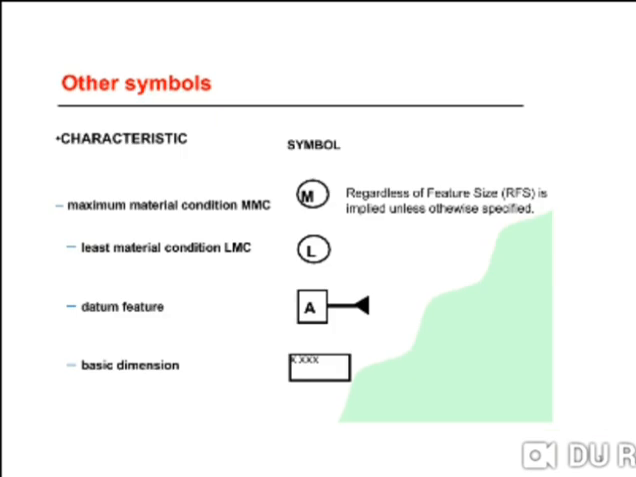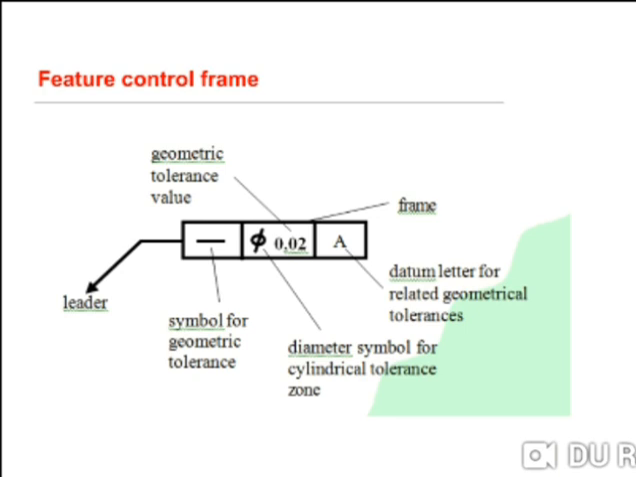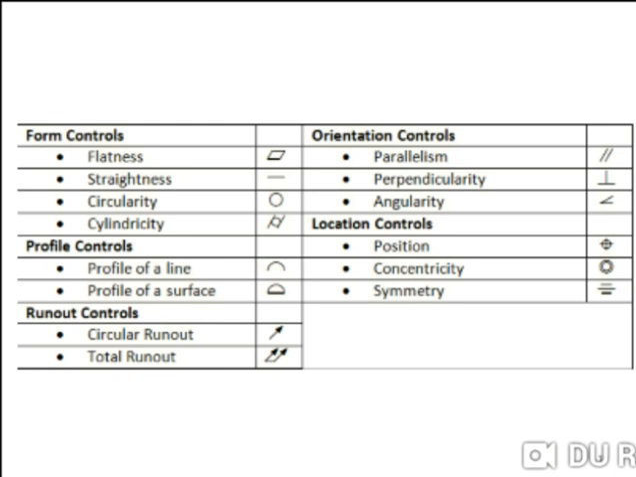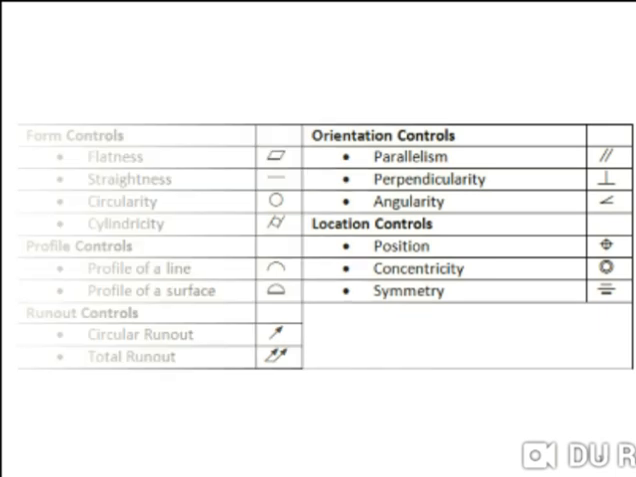Other symbols, the characteristics are maximum material condition MMC, least material condition LMC, datum feature and basic dimension. Feature control frame. The figure is a reference for tolerance. The tabular column is the overall summary of symbols which are used in drawing normally.